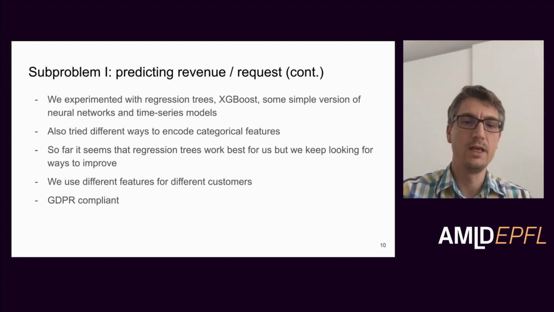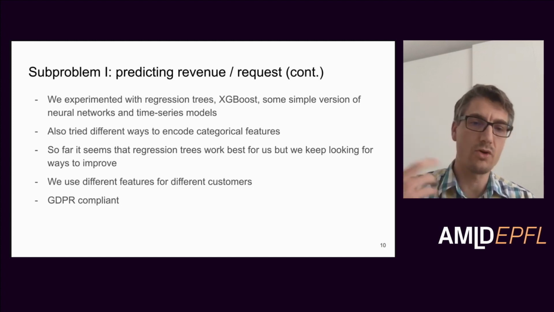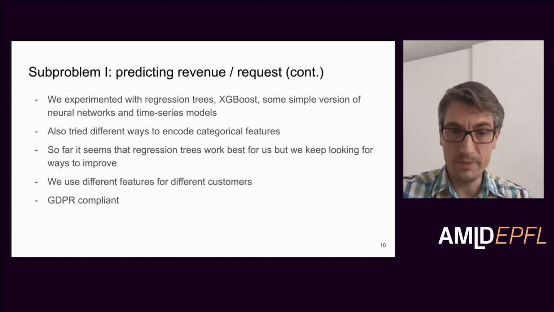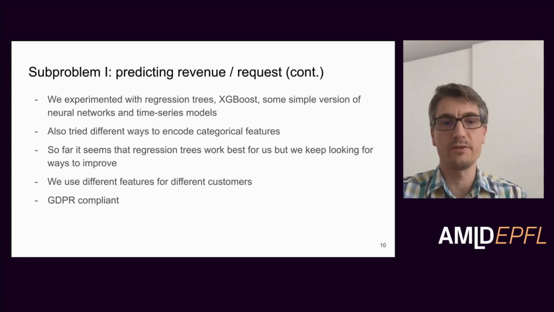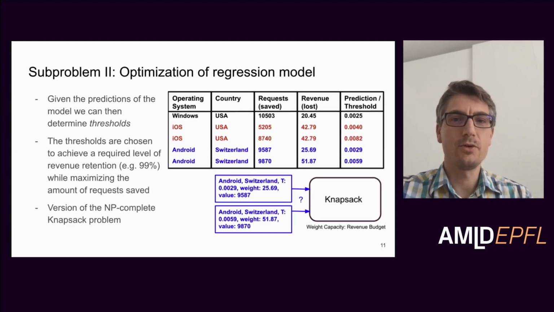We sometimes can improve our KPIs by switching to a more complex model, but basically the added complexity does not, at the moment, warrant a more complex model. We do use different features for different customers, and of course we are fully GDPR compliant. So let's look at the second problem.